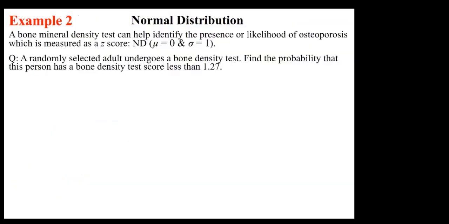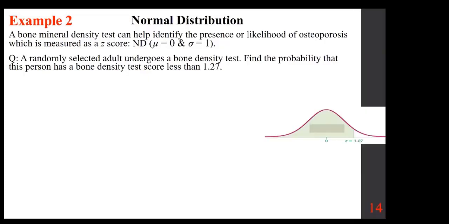A bone mineral density test can help identify the presence or likelihood of osteoporosis, which is measured as a Z-score, and the normal distribution. So mu is equal to 0 and sigma is equal to 1. Question: a randomly selected adult undergoes a bone density test. Find the probability that this person has a bone density score less than 1.27. So we want to see how this is done.